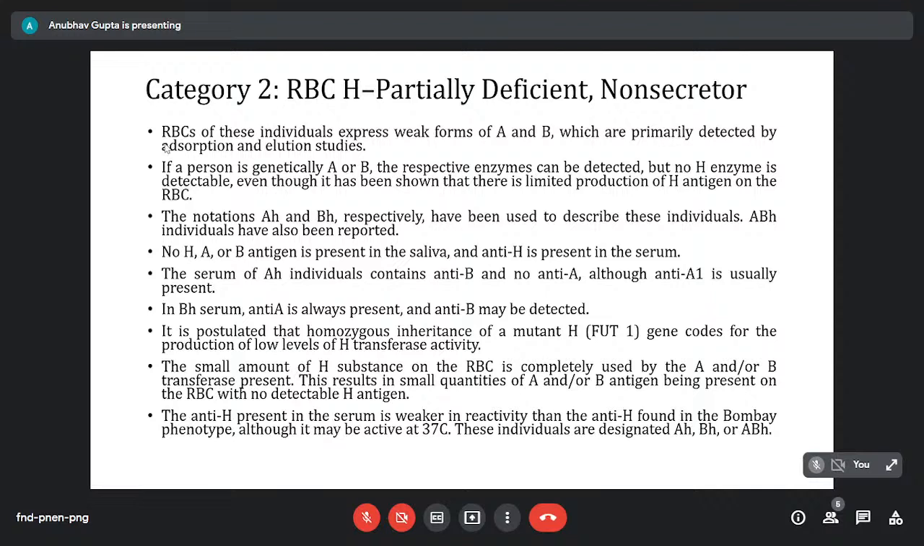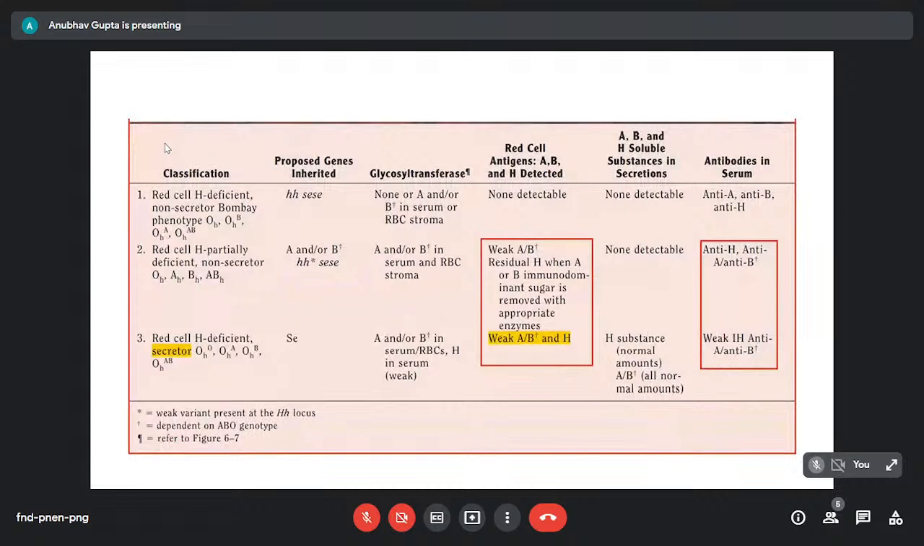But he may have an antibody against that, which may be stronger or weaker, known as the anti-H, which is IgM type with a wide thermal range. So again, this is just a pictorial diagram in which I have classified the H deficient into three types.